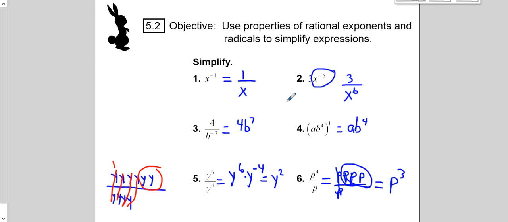All right, these are just some warm-up problems. You should have seen some exponent rules before, but we've got to take our exponent rules and apply them also to rational exponents, like we saw in 5.1, exponents with fractions.